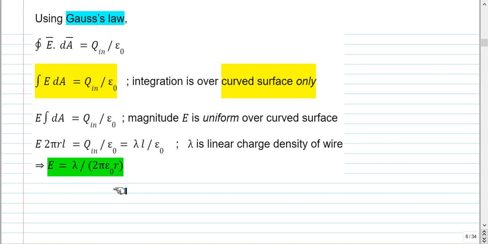So the electric field goes as 1 by R. Compare this to a point charge, where the electric field goes as 1 by R square. But in the case of an infinitely long wire of uniform charge density, the electric field goes as 1 by R.